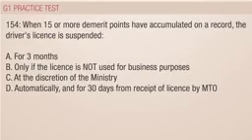Question 154. When 15 or more demerit points have accumulated on a record, the driver's license is suspended: A. For 3 months. B. Only if the license is not used for business purposes. C. At the discretion of the Ministry. D. Automatically, and for 30 days from receipt of license by MTO.